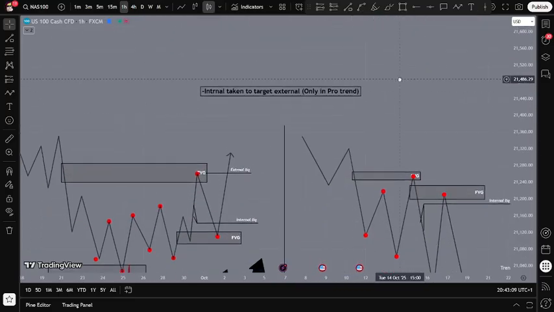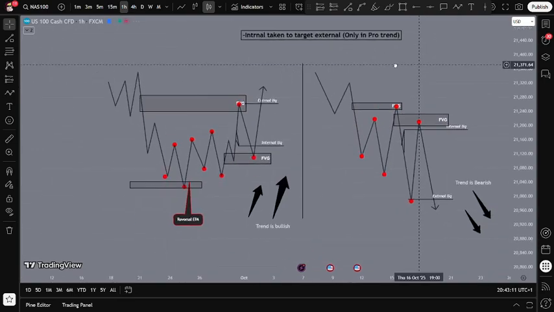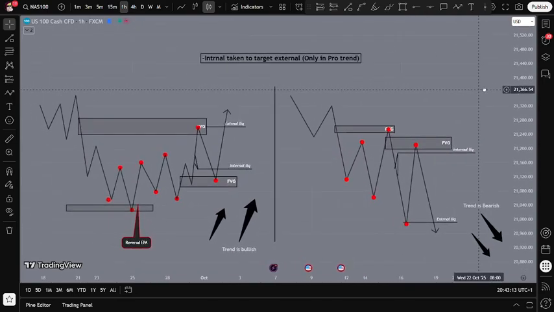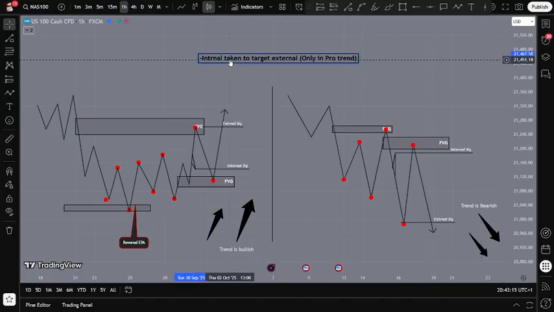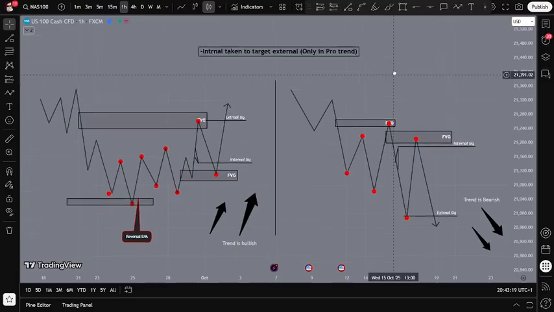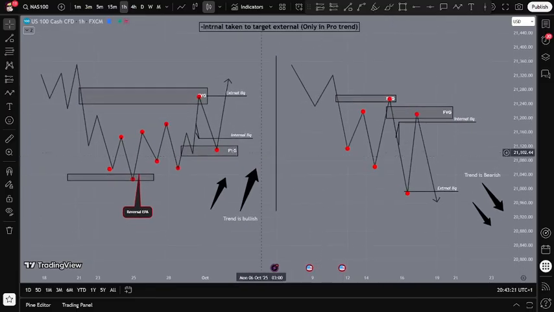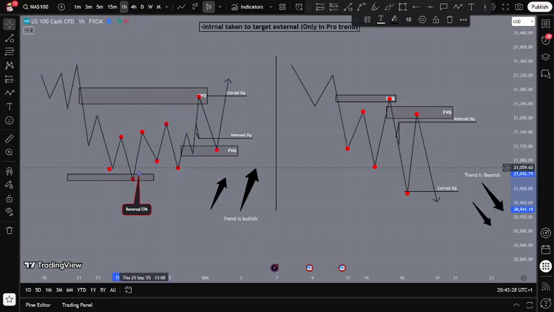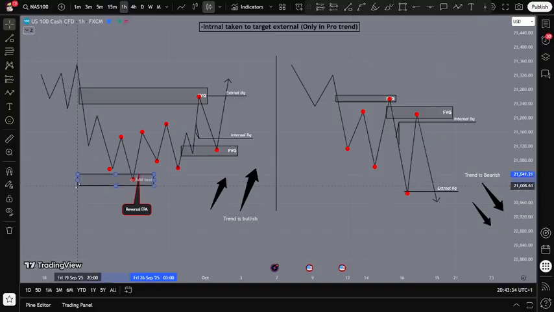And the third one is this one. So this one is when internal is taken to target an external, only in pro trends. So this one you only want to use when the pro trend is, let's say, your direction. So this one, as you can see, it gave a reversal EPA, which confirms that the pro trend is bullish now, and let's say it's also reacting off a high probability pair.